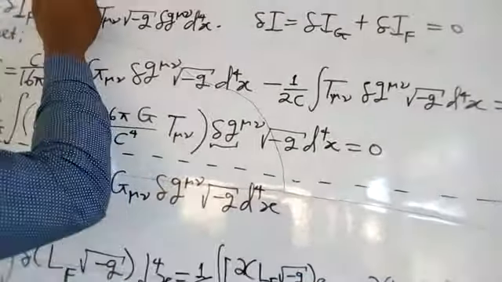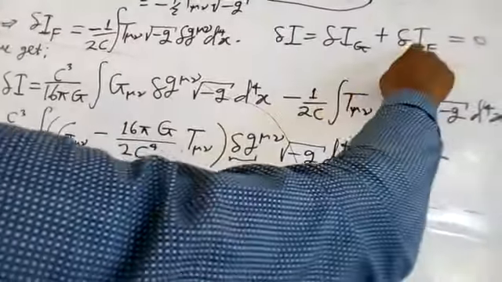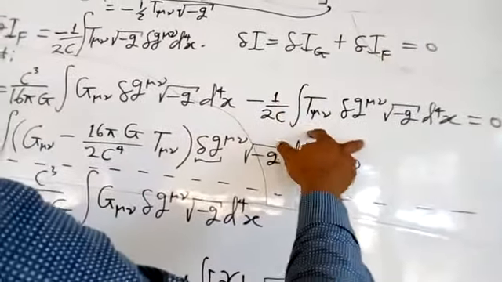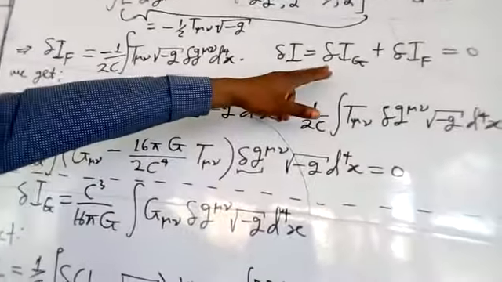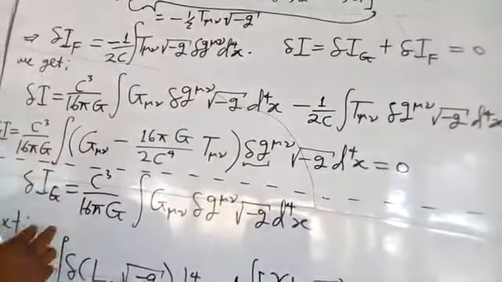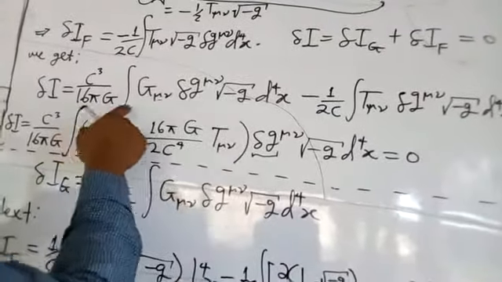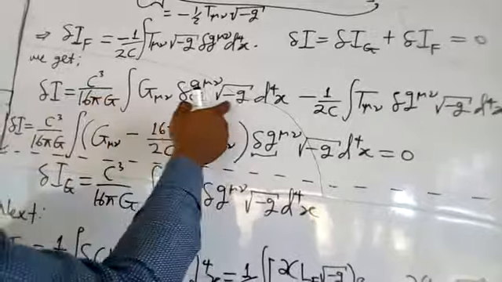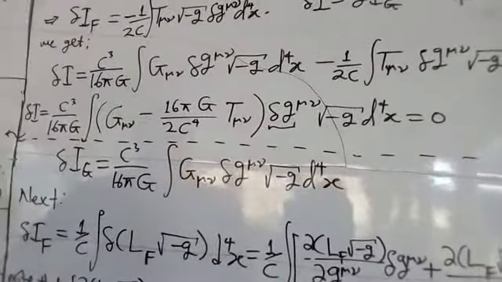Now, this is the second one, which has to do with variation of I sub f, and this is what we've got. The first one, which is variation with respect to I sub g, is what we have already shown from here to be equal to that. So I simply just reiterated the whole thing, and that is what I get.